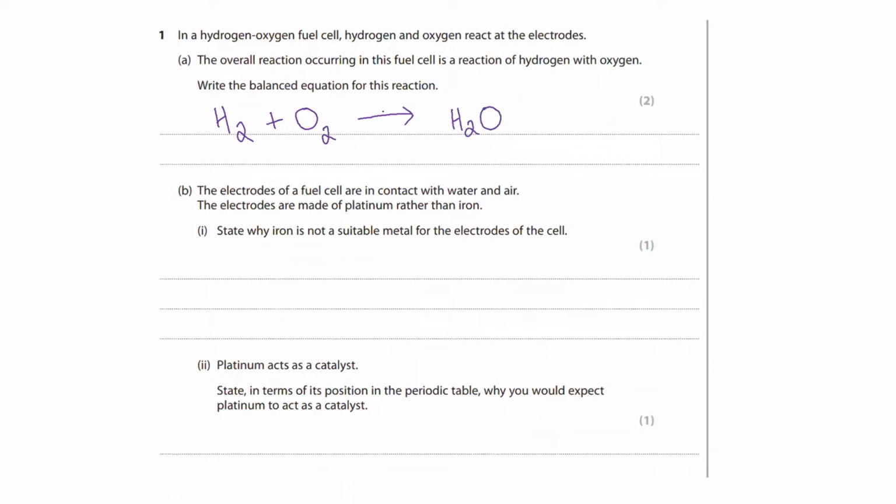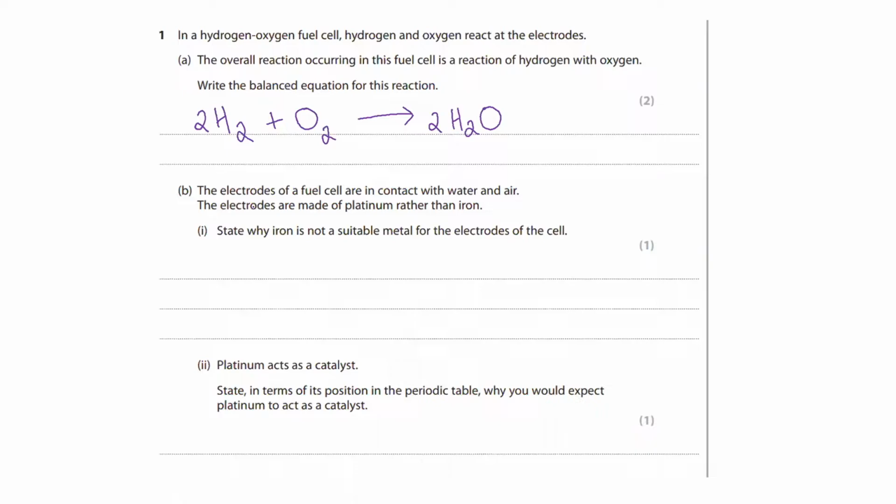It says balanced, so let's see how many hydrogens we have. We have 2 hydrogens on this side, 2 hydrogens on this side. 2 oxygens, only 1. So let's try and put a 2 in front of this. Now we've got 4 hydrogens, 2 oxygens. So we put a 2 in front of that. The problem is solved here. So we've got 2 marks.